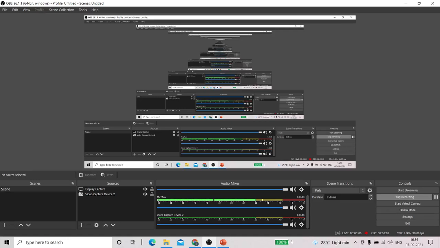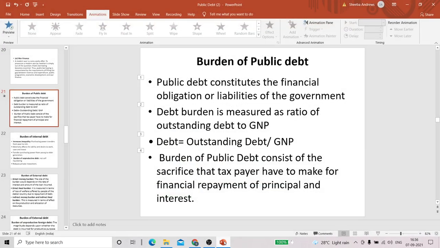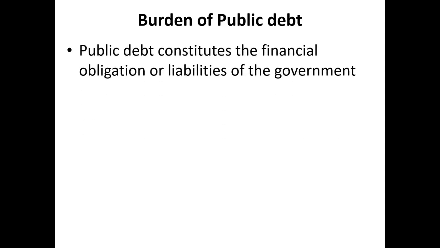Hello girls, we are going to learn today about what is meant by the burden of public debt. Burden of public debt. So why is it considered a burden?